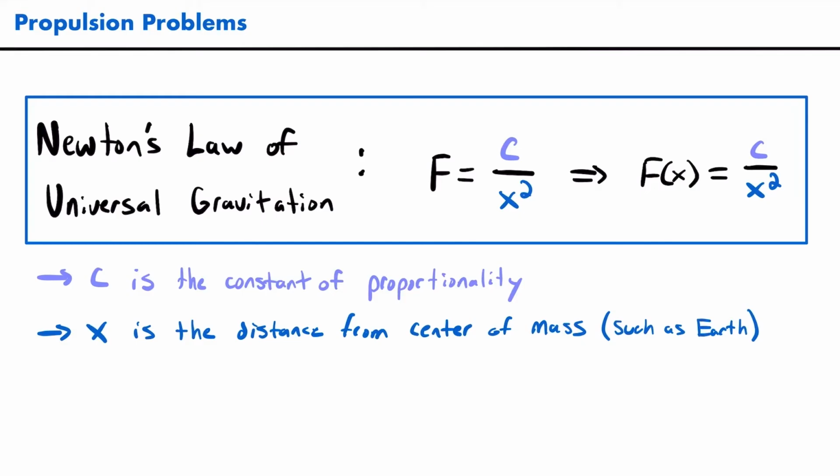Now, that sounds very complex, but that is all expressed by this force equation right here. The force is equal to c divided by x squared, where c is the constant of proportionality, and x is the distance from the center of the mass. An example of that would be Earth. And so our force function in terms of x will be equal to that constant divided by x squared. And now let's look at an example of a propulsion problem where we will want to calculate work.